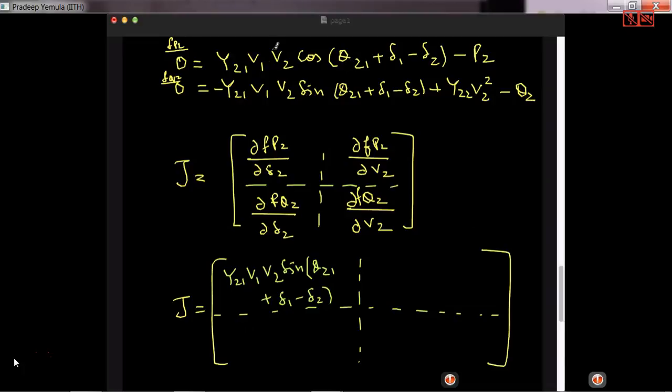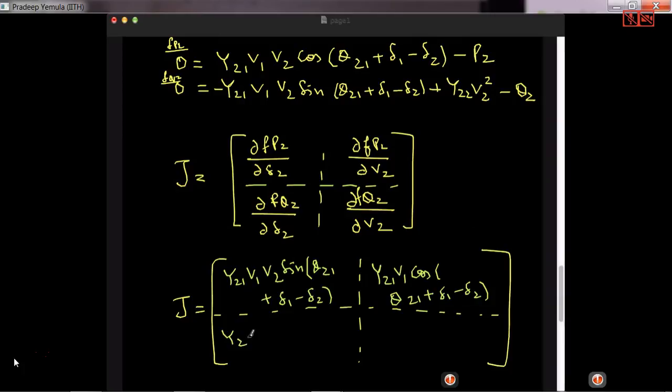So very simple, here V2 is the variable, and everything else is a coefficient of V2, so V2 will not be there. I'll just write everything, y21 v1 cos of theta 21 plus delta 1 minus delta 2, as it is. So this is my y21 element. Similarly, now look at the second equation and differentiate with delta 2.